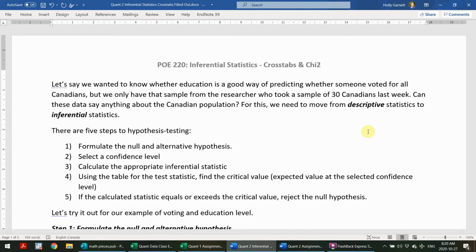So for this, what we need to do is move from descriptive statistics, or describing what the data looks like, to inferential statistics, or trying to say, okay, can this say anything about the population in total, or is it just something about this particular sample that we have? And so this is where we move into hypothesis testing, which is why I highlighted so many times, here's how you create a good hypothesis, because now we're going to be testing our hypothesis.